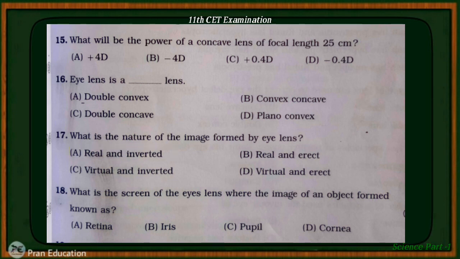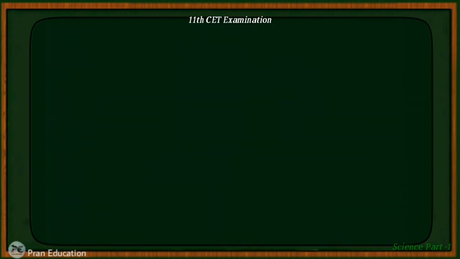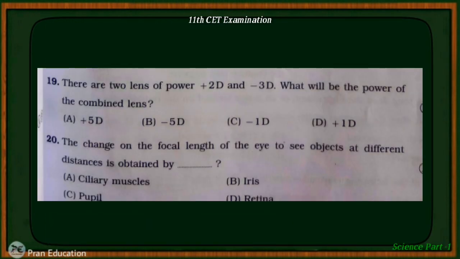Real and inverted. 18th. What is the screen of the eye's lens, where the image of an object is formed, known as? Options: A. Retina. B. Iris. C. Pupil. And D. Cornea. Correct option is option A. Retina. 19th. There are two lenses of power plus 2D and minus 3D.